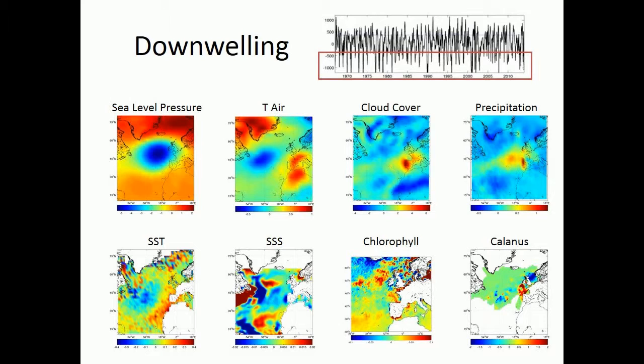Sea surface temperature: increase of the sea surface temperature in the Iberian Peninsula surrounding waters. Sea surface salinity: clear decrease of salinity in the Atlantic coast. Chlorophyll: lower concentrations of chlorophyll in the north of Portugal and higher concentrations in the Bay of Biscay. Calanus helgolandicus: increase of Calanus helgolandicus concentrations in the northwest of the Iberian Peninsula and in the Bay of Biscay.